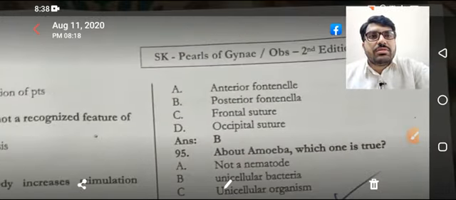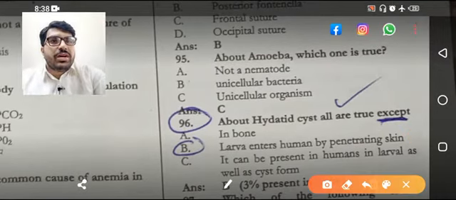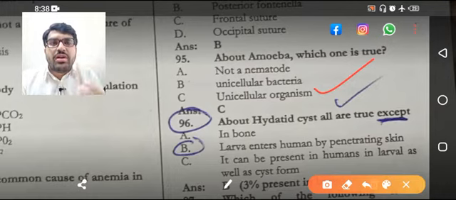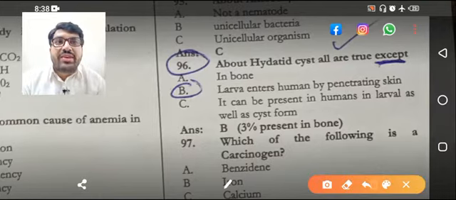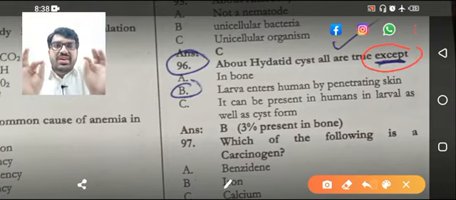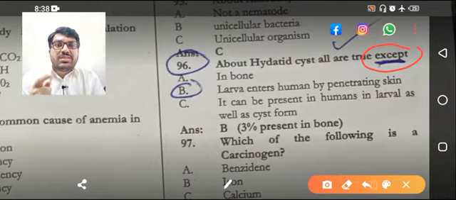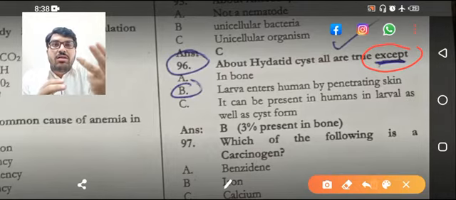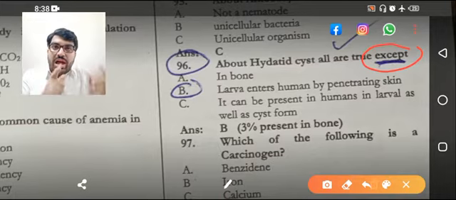Simple MCQ. About amoeba. Simple MCQ. It is a unicellular protozoan. It is not bacteria. Protozoan. About hydatid cyst, all are true except. Now CPSP is the game of except: not true, all of the following are present except, all of the following are false except, all of the following are true except. So you have to pay attention toward these terms.